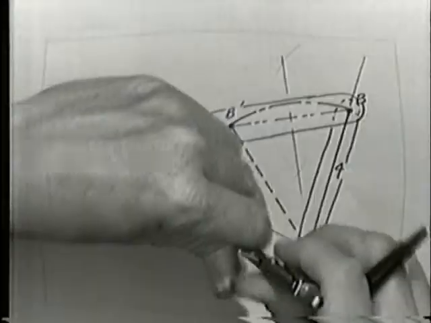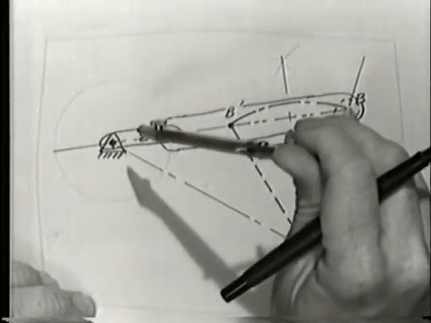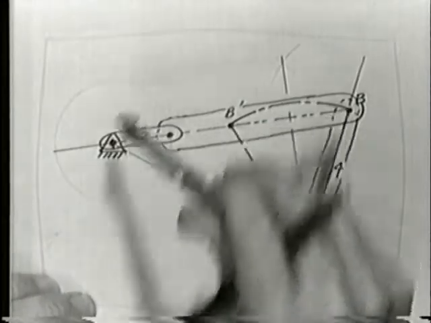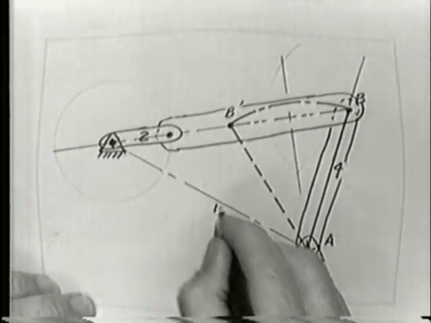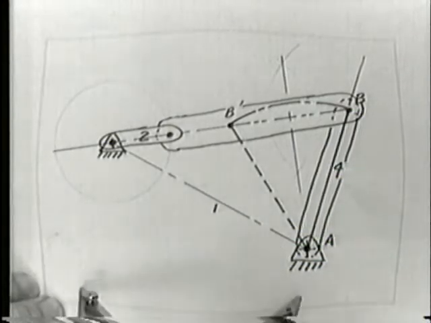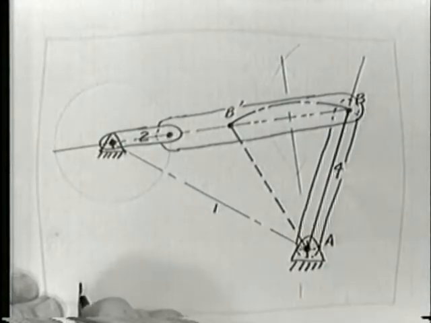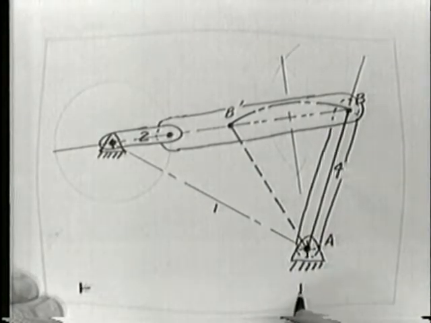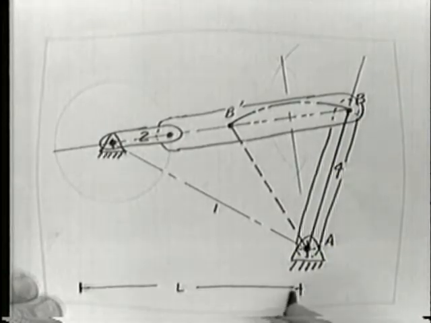Let's look for the longest. The shortest is pretty obvious. The longest is either this line of centers or the coupler, and obviously it is the line of centers, link 1. Let's so label it right here. So why don't I just lay out link 1 down here as a reference. So link 1, this is L. That is, it's the longest link.